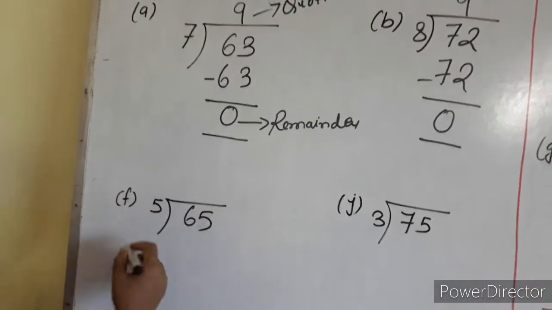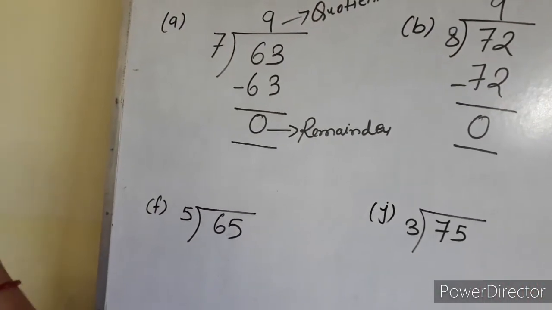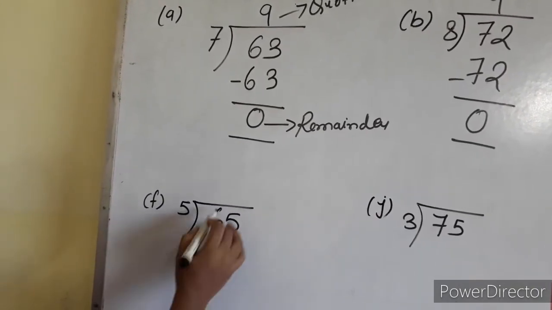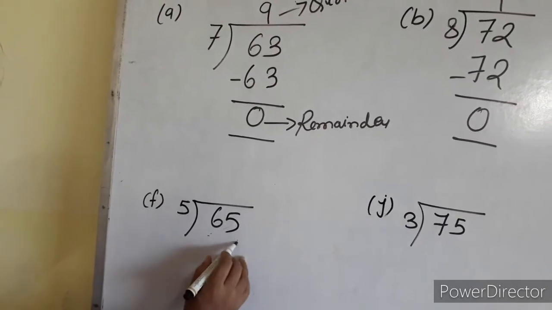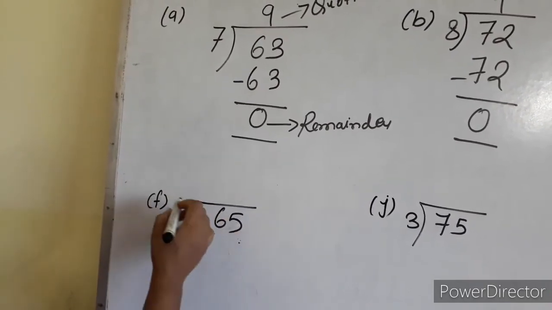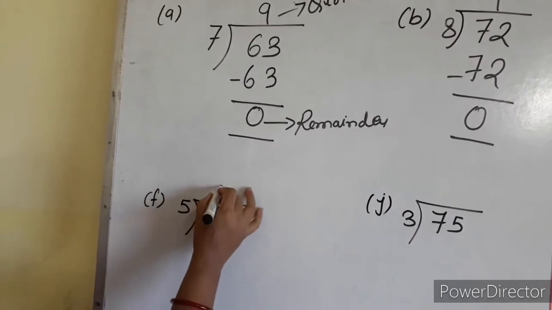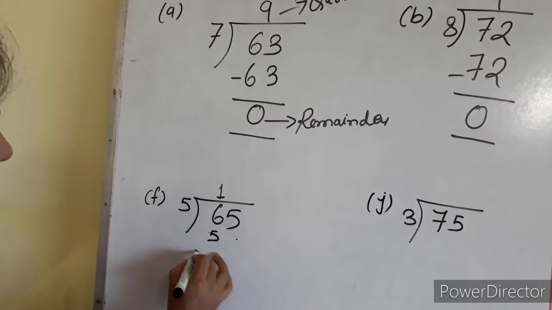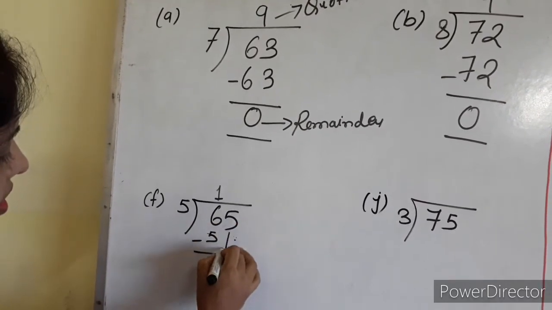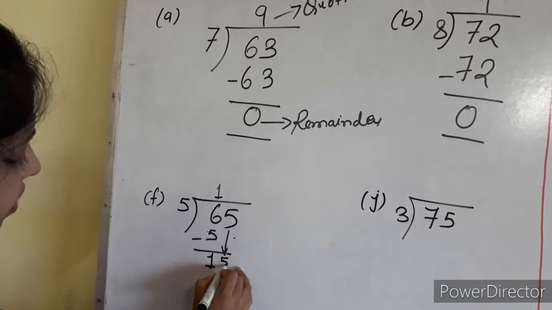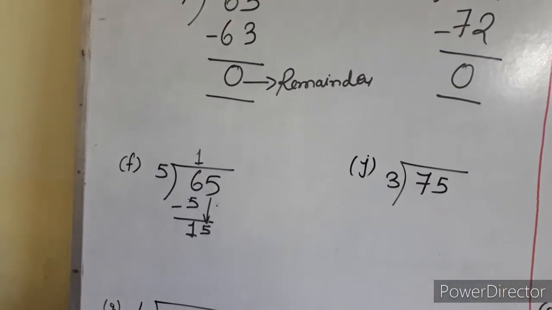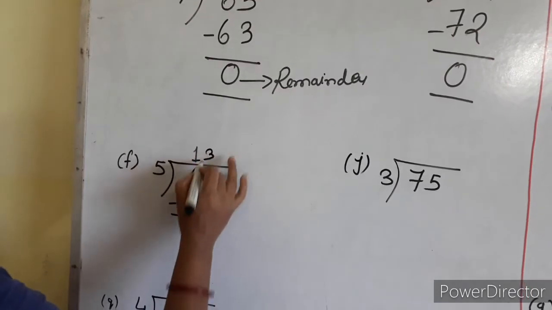Then 65 divided by 5. We again memorize the table of 5. 5 1 is 5. Here there are two-digit numbers. 6 is greater than 5, so you can easily write 5 1 is 5. 6 minus 5 is 1, and put down the 5 to make 15. Now remember the table of 5: 5 1 is 5, 5 2 is 10, 5 3 is 15.